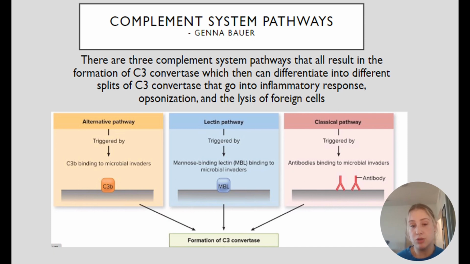So the first pathway is the alternative pathway, and this is not because it's the second choice or anything like that. It was just discovered after the classical pathway, and that's why it's called the alternative. The alternative pathway is triggered by C3b binding to microbial invaders. And then we have the lectin pathway, triggered by mannose-binding lectin binding to microbial invaders. And then there's the classical pathway, which is triggered by antibodies binding to microbial invaders. And like I said, all these go into the formation of C3 convertase.